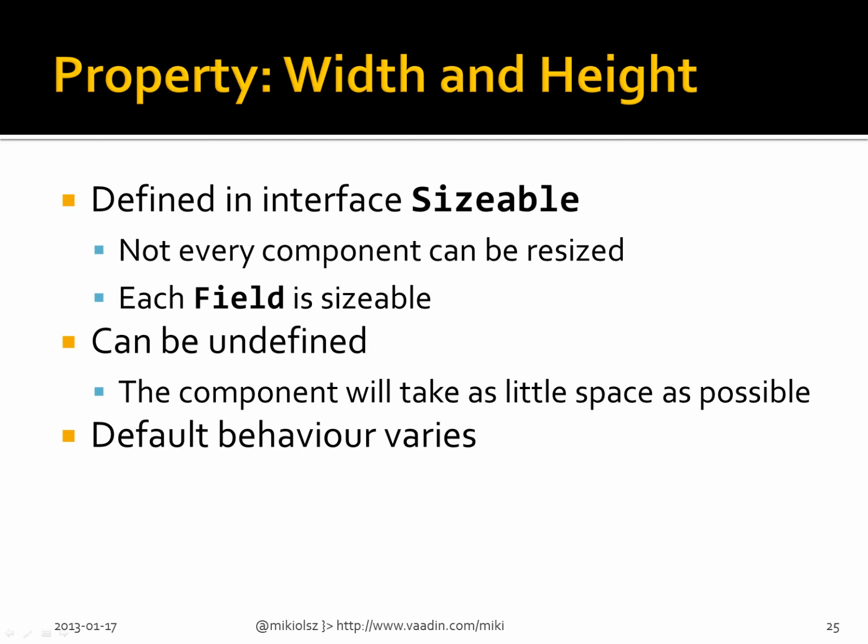The rule of thumb is that in general you can size the component that makes sense to be sizable. So buttons, panels. Contrary to desktop applications, width and height can be undefined, which means that the component will by default take as little space as possible, but that allows you to fine-tune the width and height in the CSS. Combined with style names, that gives you a pretty powerful tool for setting the dimensions of components. Important thing to notice also is that the default behavior varies. So there are components that are by default undefined in both directions. There are some that are full size in width and full size in height, or both of those.